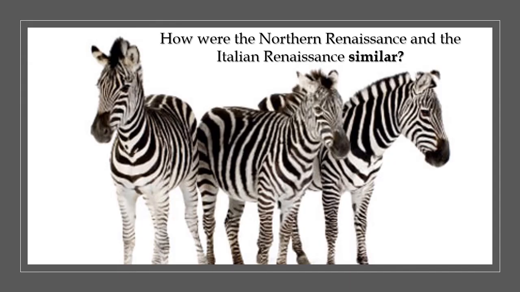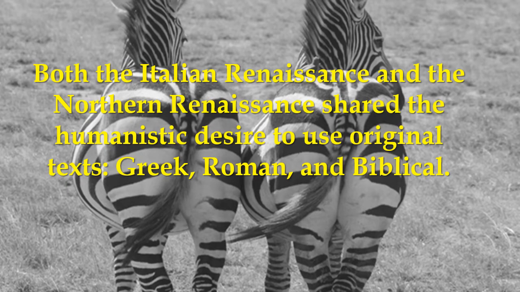Now, of course, those are the contrasts. How do they compare? Well, there are some similarities between the Northern Renaissance and the Italian Renaissance as well. For example, both are based upon humanism, this concept of human beings and a celebration of the human condition. Additionally, they also have that humanistic impulse to look back to original texts, the idea of looking back to antiquity, Greek, Roman, and biblical texts in particular. So just as Petrarch, for example, was collecting ancient manuscripts and transcribing them, so, for example, would Erasmus in the Northern Renaissance.